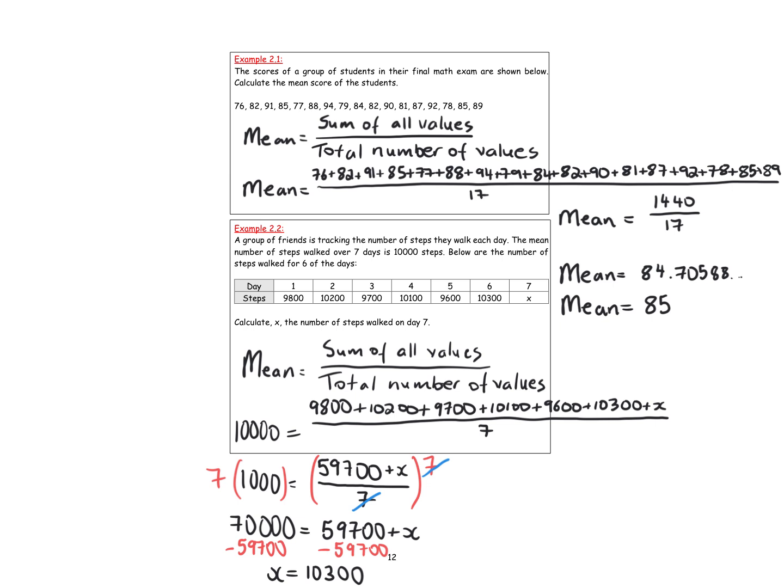Now, if we look back at what the question was asking us to do again, it said calculate X, the number of steps walked on day 7. What we did was we worked backwards using the formula for calculating the mean, and we were able to figure out using algebra that the number of steps walked on day 7 was 10,300.